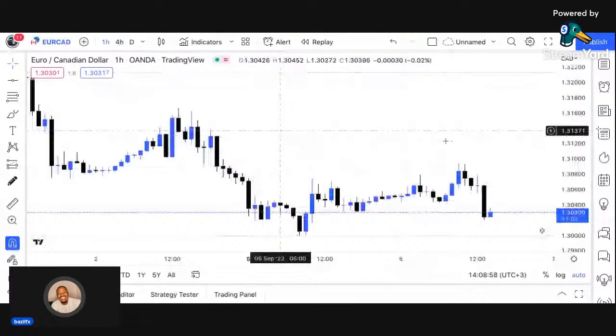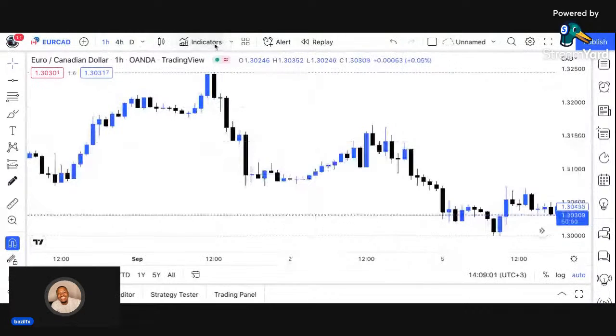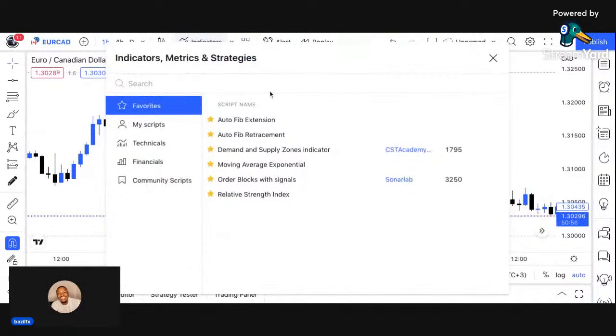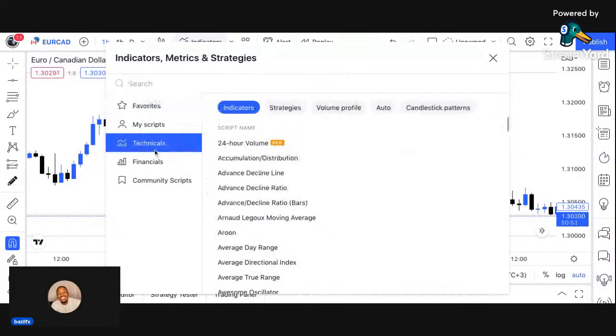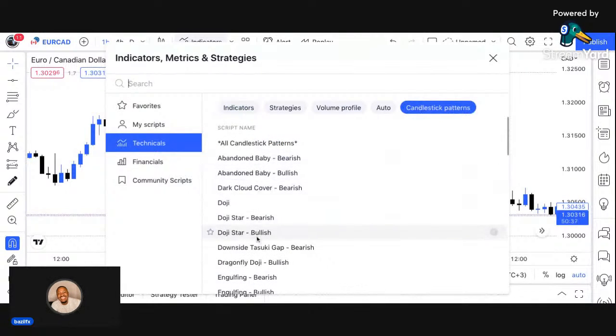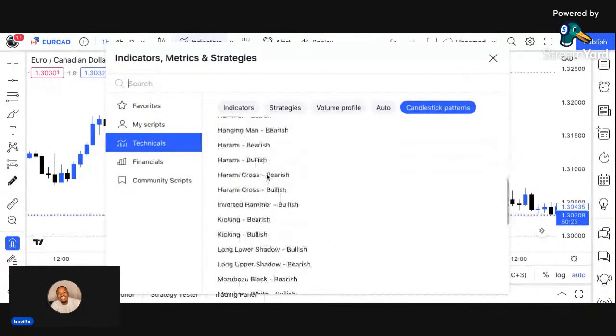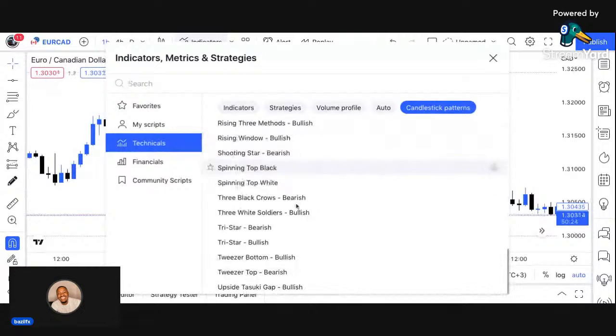What we are going to be looking for is we are going to come here to these indicators and search for any candles that you want. When you come here and choose technicals, you're going to find indicators, strategies, volume profile, auto, and then candlestick patterns. When you press candlestick patterns, they're going to bring you all the candles. These are all the candlesticks that we have in Forex. Whatever candle you want, you just tap on it.